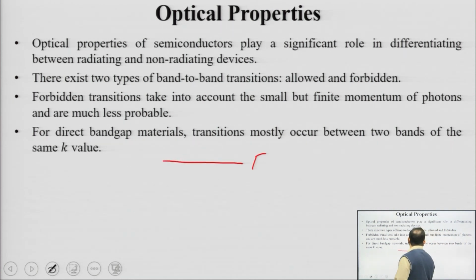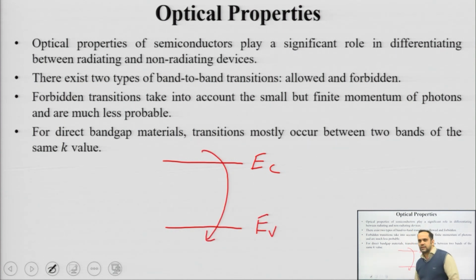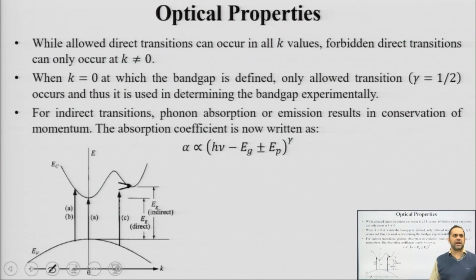So, if an electron is at EC, it makes a transition back to the valence band. If it does not lose any momentum, it dissipates energy in the form of light, and since k, the wave number, is a measure of momentum, you can say that the value of momentum remains the same at EC and EV. This is a direct semiconductor, it releases light. This is what forms the basis of a light emitting diode.